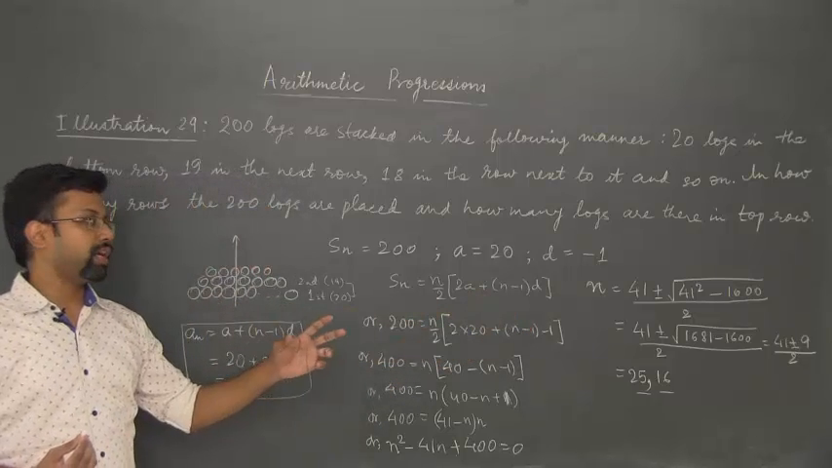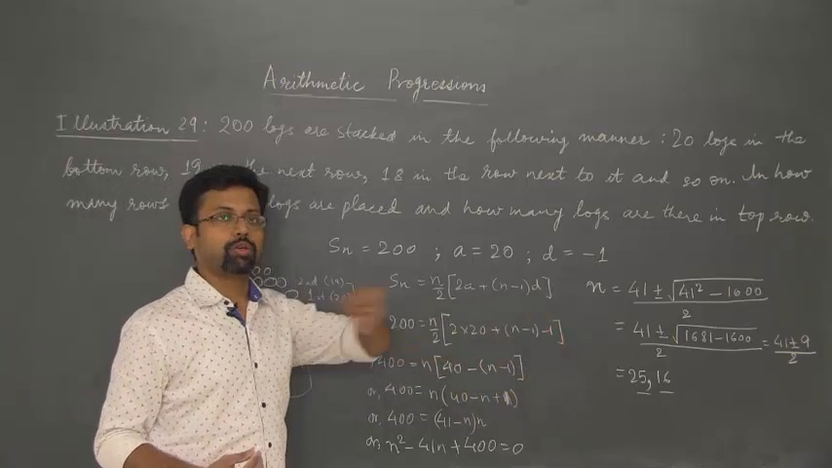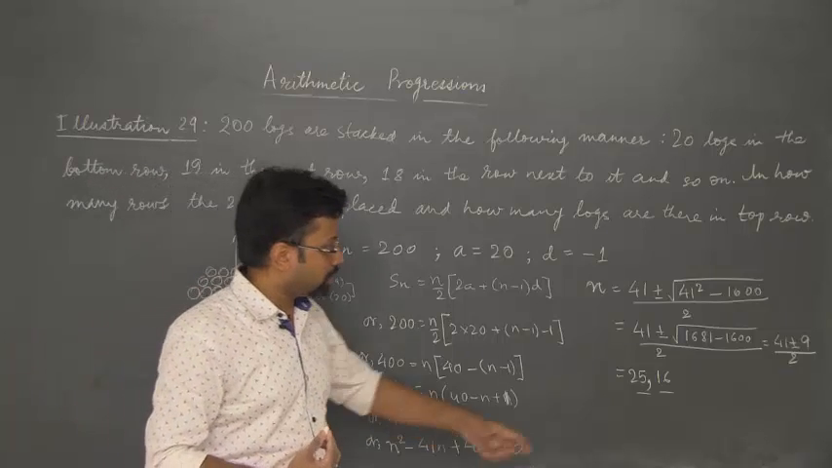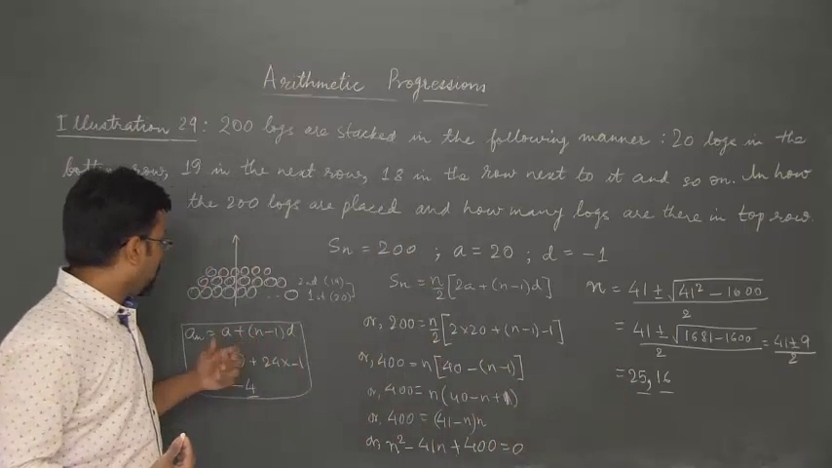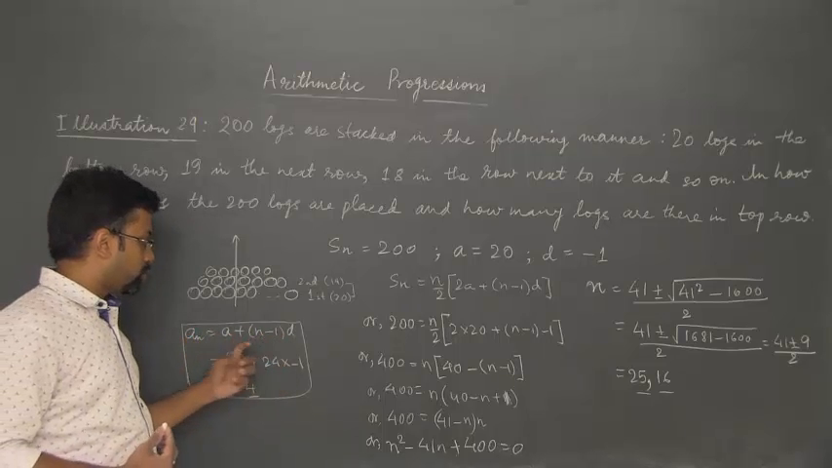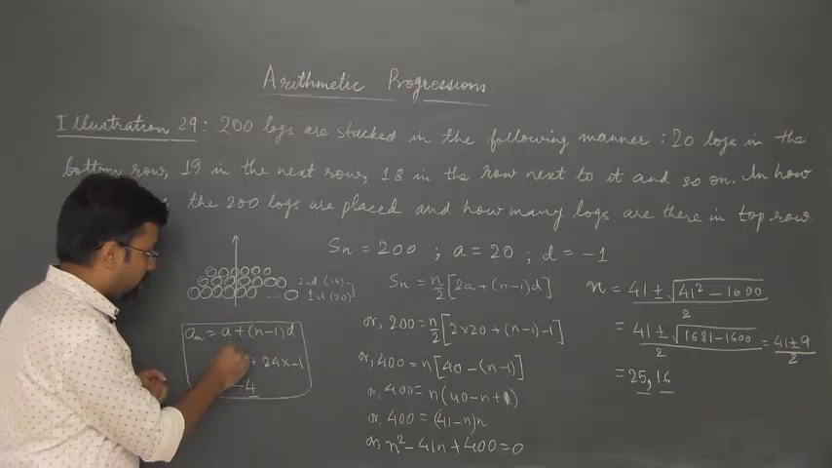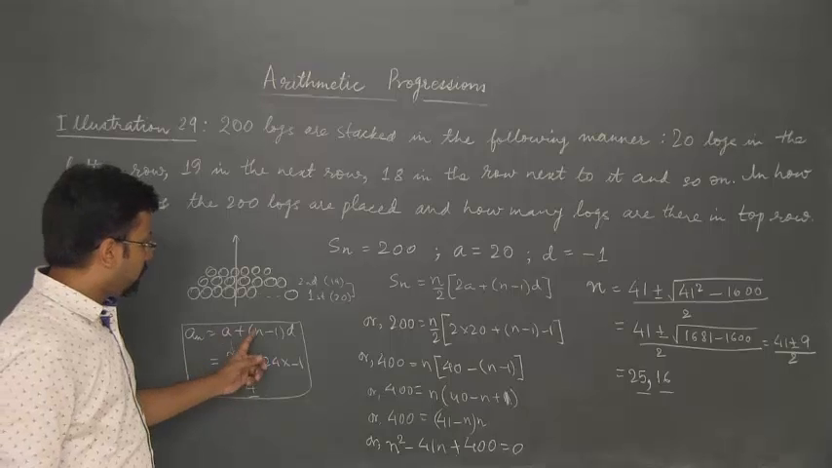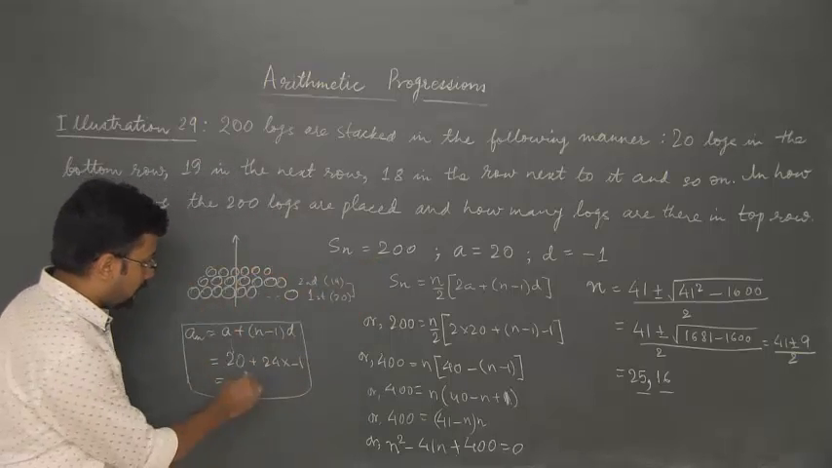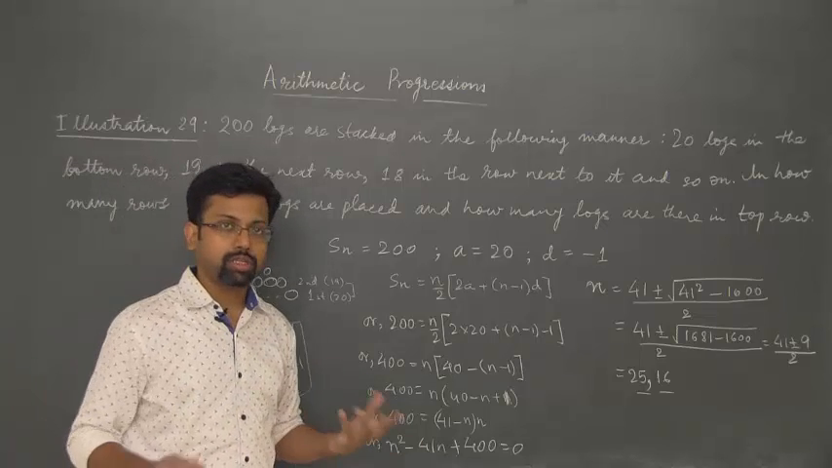That means one of the values is going to be an extraneous value, which is not going to be valid for this particular question. Now, how do we understand which value is possible and which value is not? We simply substitute it. For the last row, the number of logs will be given by a plus n minus 1 into d. Now, a is 20, n is 25, so 25 minus 1 would be 24, and the common difference is minus 1. In this case, the last row will be having minus 4 logs, which is not possible.